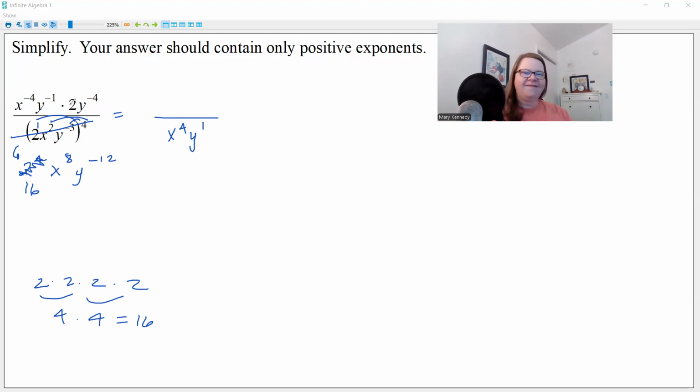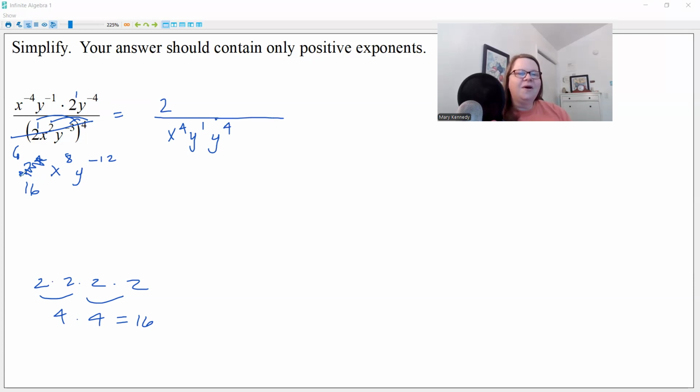All right, I've got a 2. Nothing wrong with that 2. It's 2 to the first. It's not to the -4th. It's 2 to the first, so it can stay where it is. And then y to the -4 means it moves to the bottom and becomes +4. All right, I'm going to make this longer.